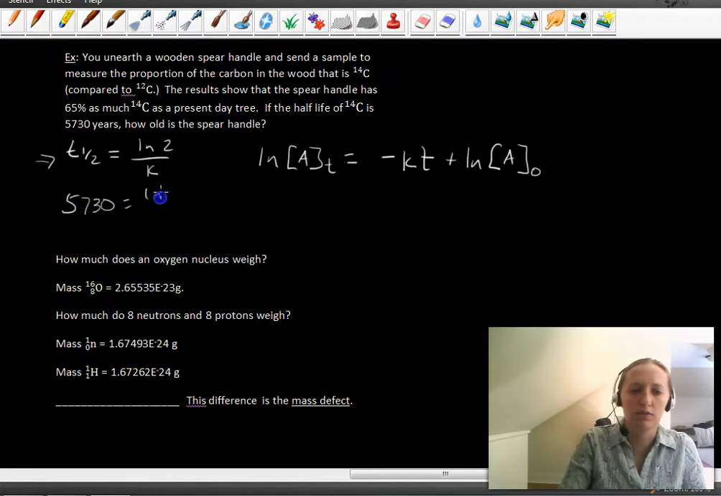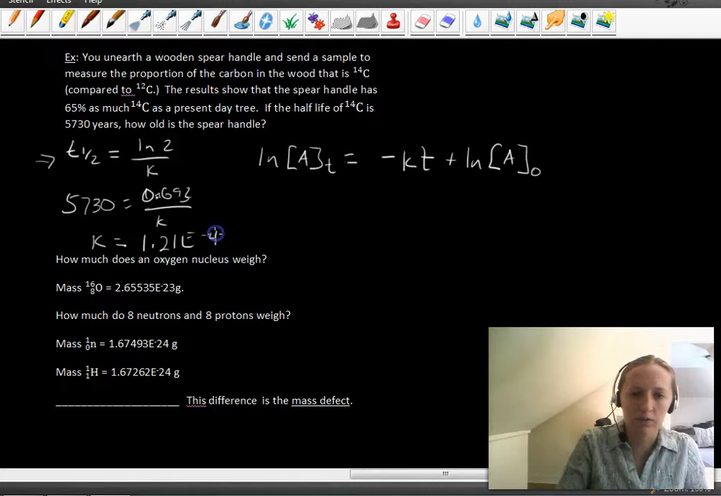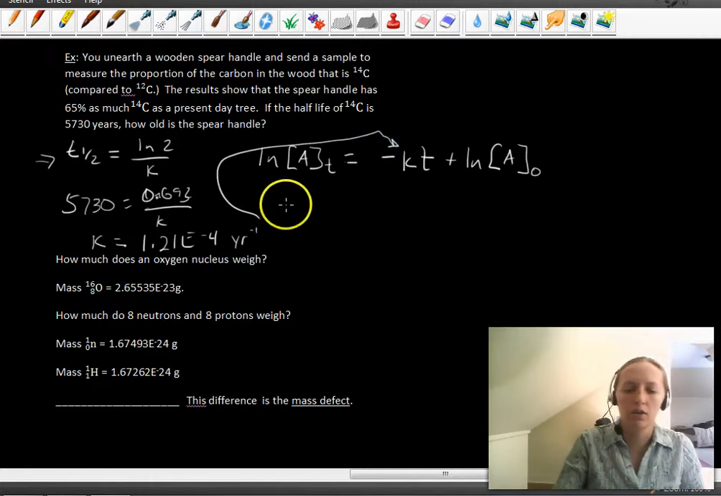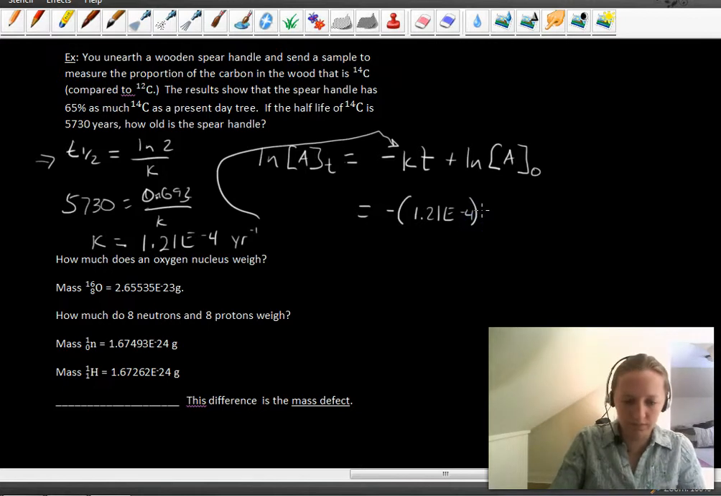So we need to figure out our k, and you do that by sticking in this formula the half-life of carbon, ln of 2, which is 0.693, over k, and then you rearrange and you find that k is equal to 1.21 e to the negative 4 years to the negative first power. So that's your k, and you can go and stick that in there. So what you end up with is negative 1.21 e to the negative 4, and your time is what you're looking for.